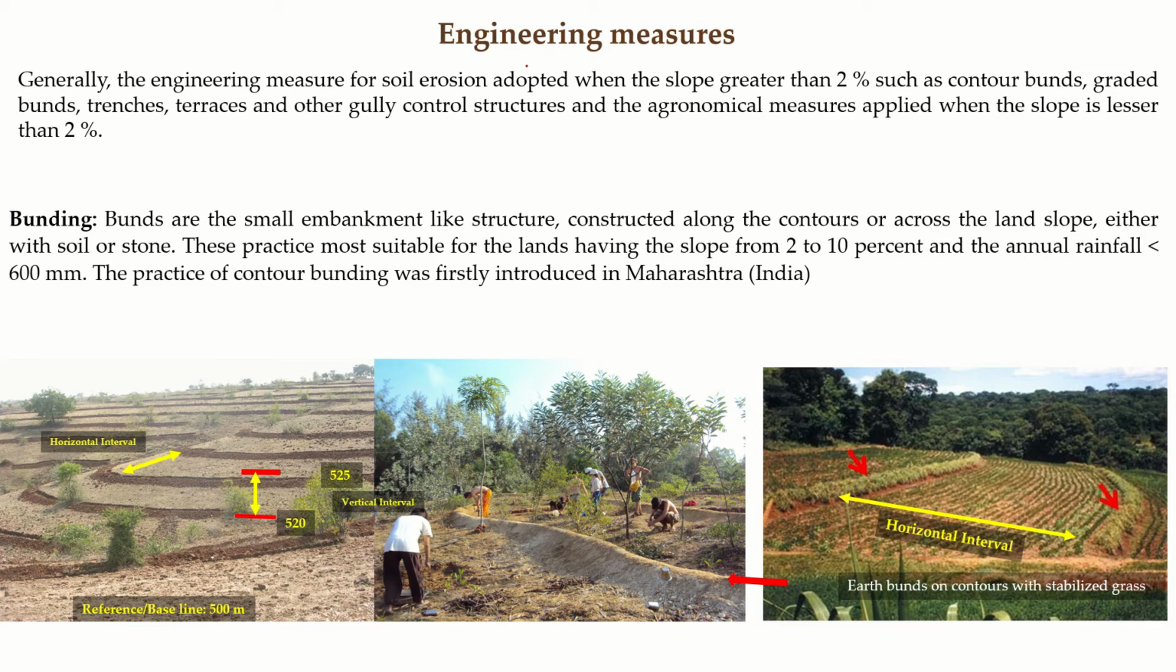Hello friends, now we are going to discuss the engineering measures. Generally, engineering measures are adopted to reduce soil erosion when the slope is greater than 2%, and where the agricultural or biological methods fail to control the erosion. In this condition the engineering measures are used. Those are contour bund, graded bund, trenches, terraces and other gully control structures used for erosion control.